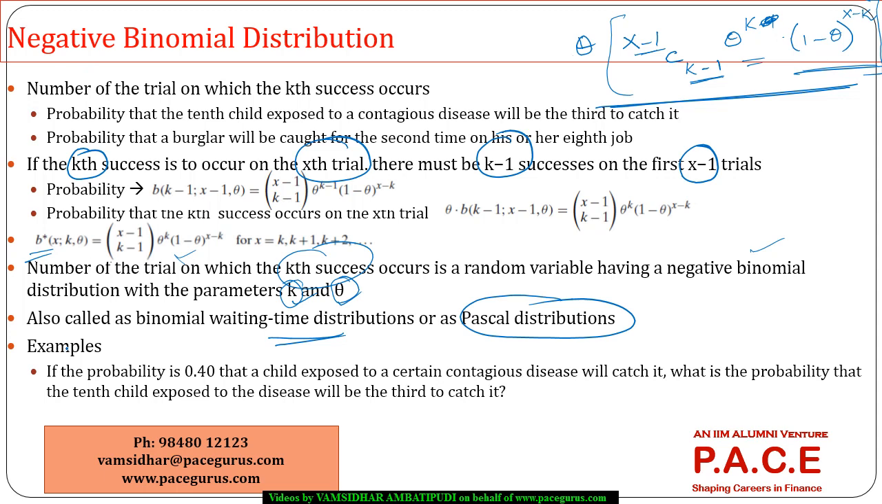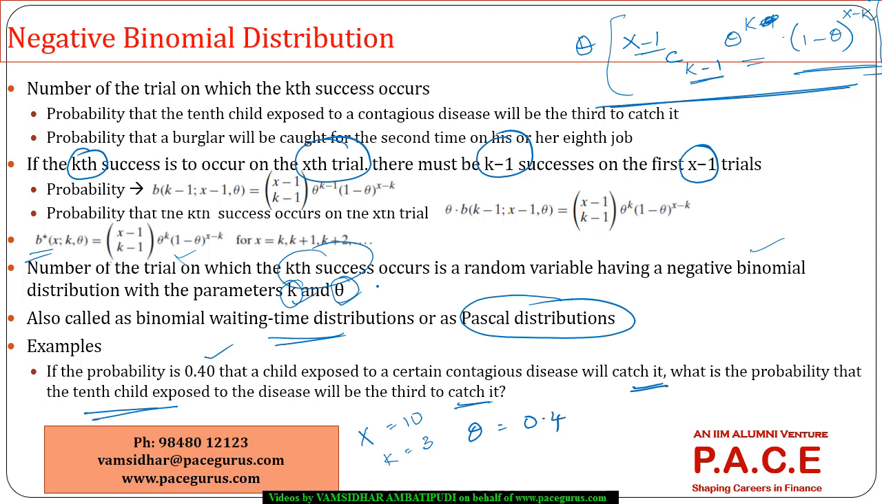So as an example, let's quickly look at this. If the probability is 0.4 that a child exposed to a certain contagious disease will catch it, so theta is coming out as 0.4. What is the probability that the 10th child exposed to the disease, so x we are talking of is 10, will be the third to catch it? So the k we are talking about is 3. So based on this, I can very well simplify the problem.